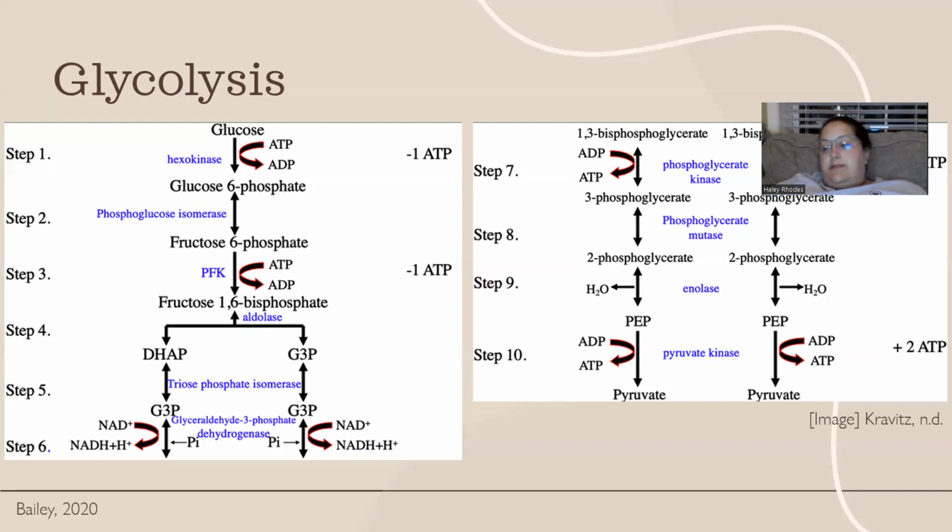So on to step 3. PFK represents the enzyme phosphofructokinase. PFK will use an ATP molecule to add another phosphate group to the F6P and form fructose 1,6-bisphosphate. So bi is 2, so it has 2 phosphate groups added onto it now.